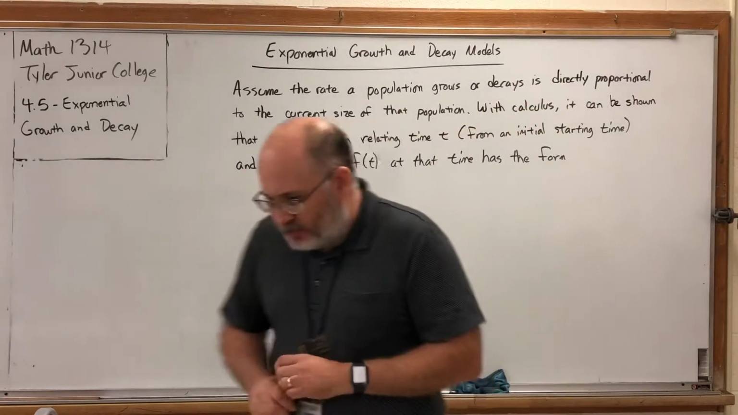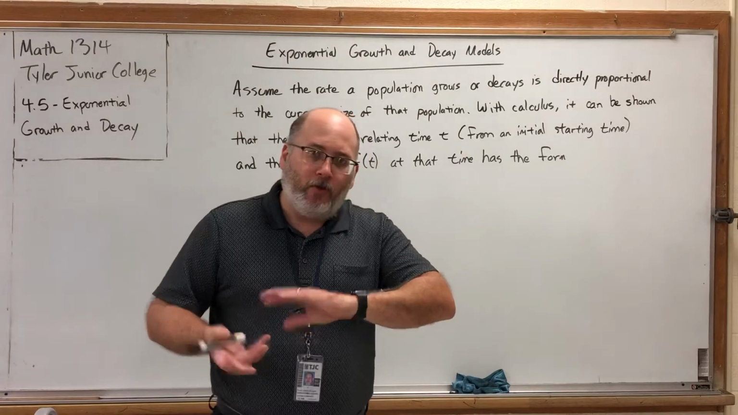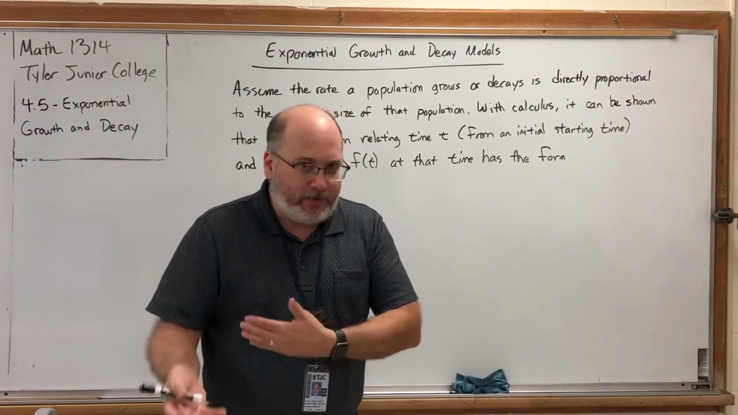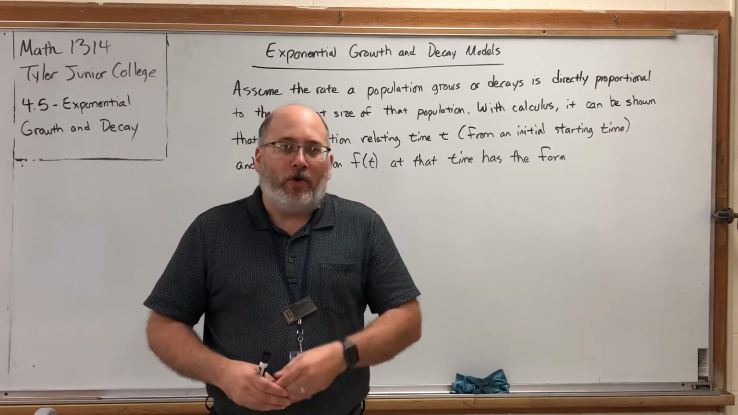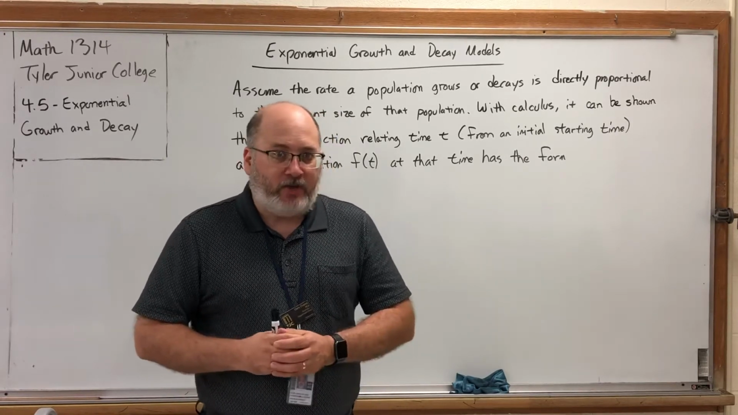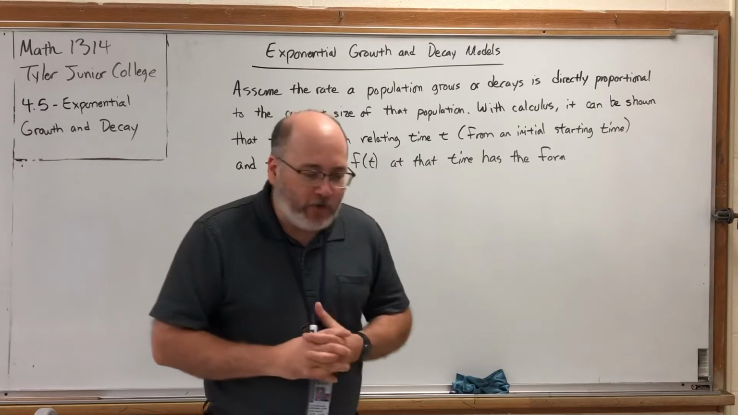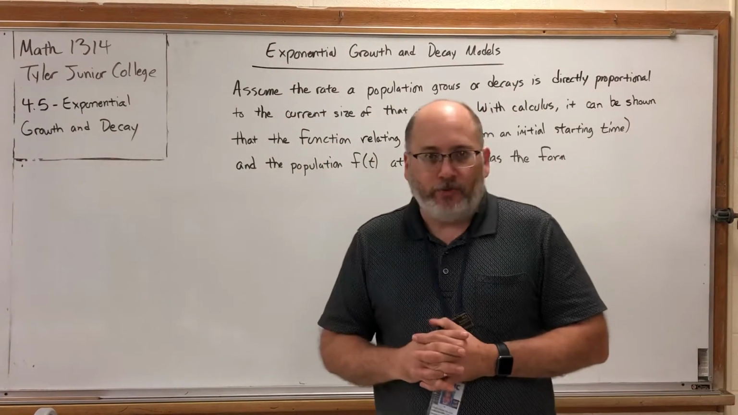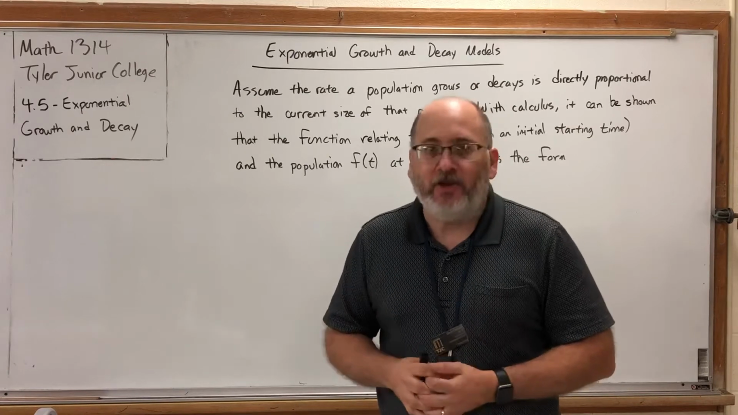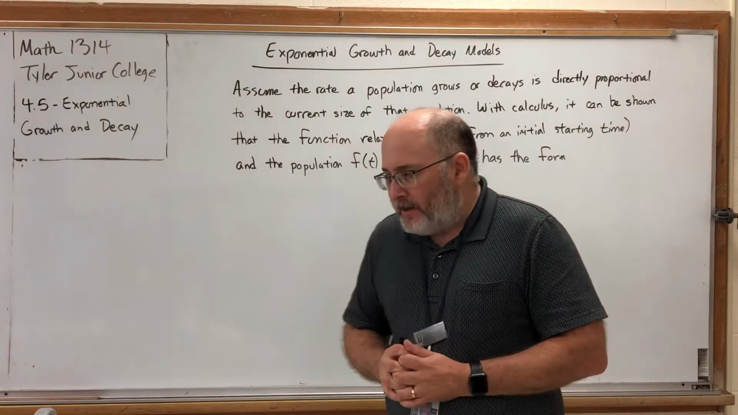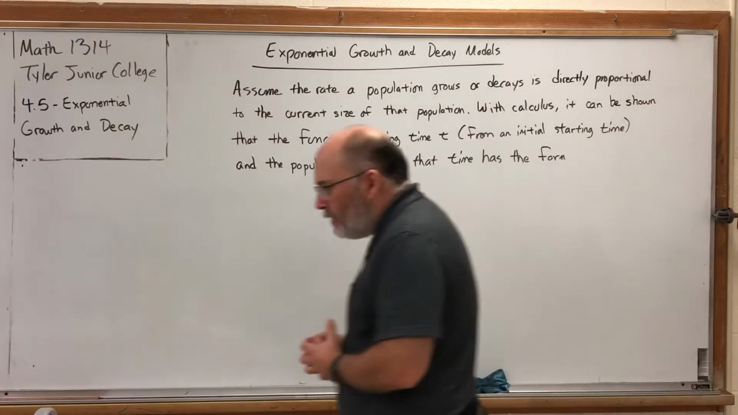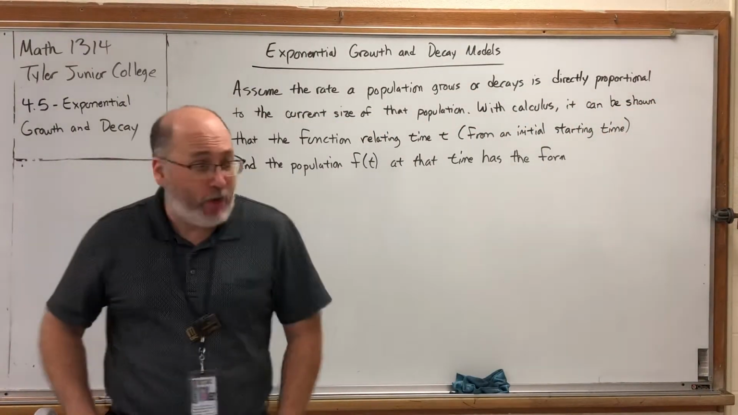And in a lot of those situations, the growth or decay, depending on if the population is getting larger, such as a population of rabbits, or getting smaller, such as radiation decaying in the atmosphere, a lot of times that growth is proportional to the current size of the population. And when that happens, we have what's called exponential growth and decay. Now, why is it exponential? You'll see in just a moment.